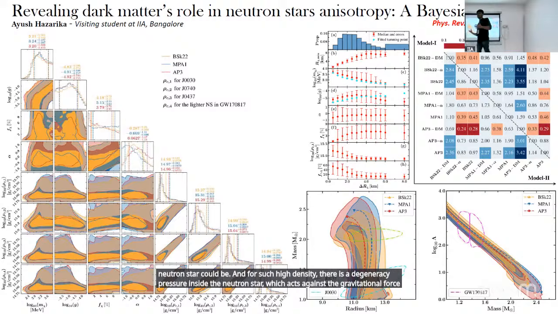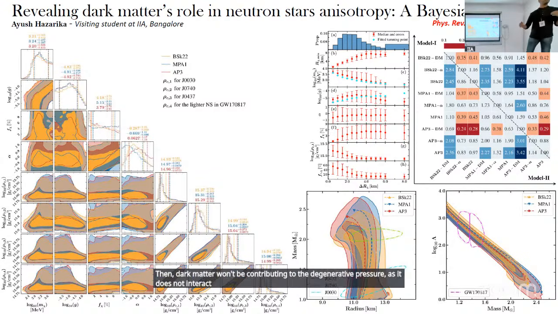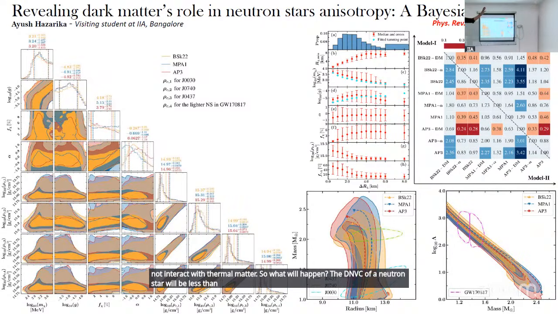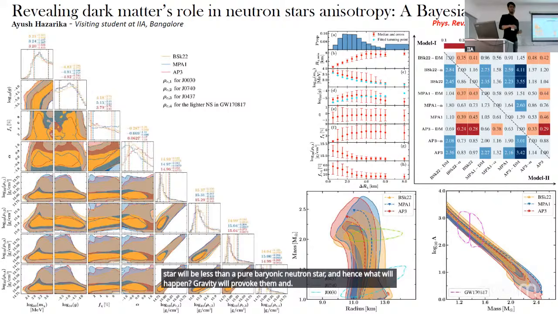of such compact objects. Now, if we replace a few of the baryonic particles with dark matter, then dark matter won't be contributing to the degeneracy pressure as it does not interact with normal matter. So what will happen? The degeneracy pressure of a neutron star will be less than a pure baryonic neutron star, and hence gravity will overcome and compactify the star further.